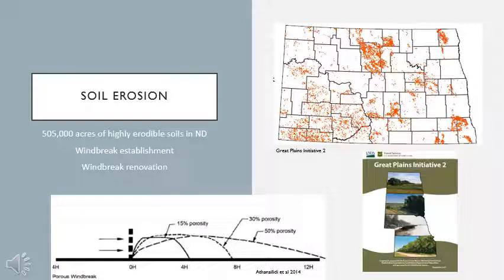Now, additionally, windbreak renovation is as important as new plantings because the decline in windbreak tree health increases the porosity, decreasing their effectiveness, which allows increasing wind speeds and more soil loss, less soil deposition, or even less snow accumulation if that's the intent of the planting.